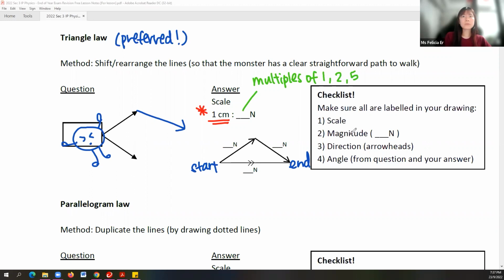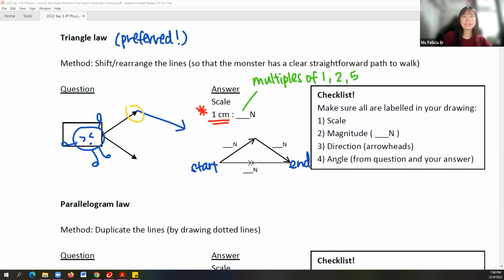Next, vector means it has both magnitude and direction, so you need to show me the arrowhead. For those arrows that are from the question, you can either draw the arrowhead at the end as shown here, or if you want, you can draw it in the middle. Both are acceptable. But make sure that as long as it is from the question, you can only have one arrowhead. Either at the end or in the middle. Then for the resultant, you definitely have to draw it in the middle. Resultant cannot be drawn at the end.